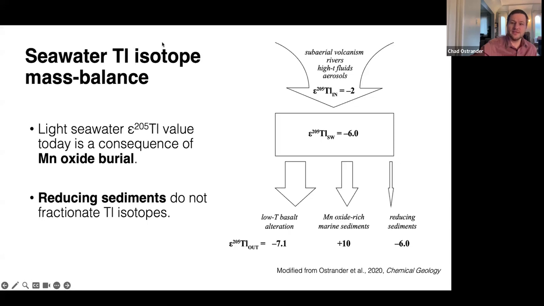Another way to visualize this, again, everything's coming in at -2 epsilon units. Seawater is isotopically light. That means that there's a sink with a preference for the heavier mass isotope. The only sink that can do that is these manganese oxide-rich marine sediments, ferromanganese nodules and crusts. They're the two prominent sinks for thallium. Low temperature basalt alteration has just a minor negative isotope fractionation effect, and reducing sediments, which are quite rare today but present nonetheless, don't fractionate thallium isotopes at all. And so there's a little bit of foreshadowing there.